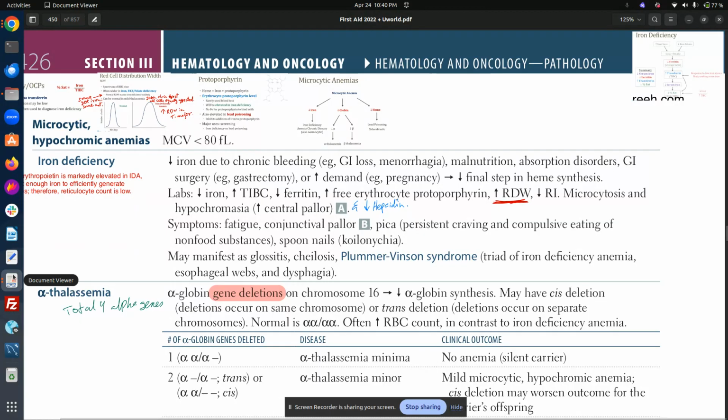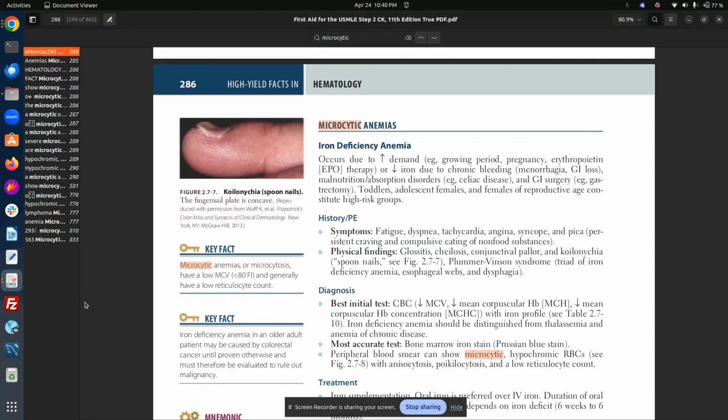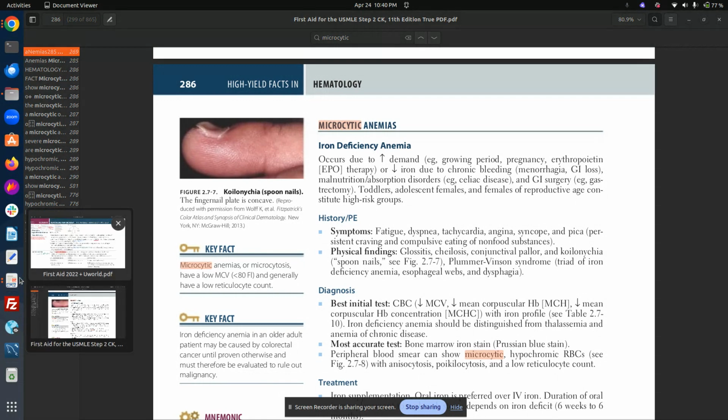Let me show you the diagram to make things clear. This is the image, figure 2.7. This is the image of koilonychia. You can see the spoon-shaped nail, concave. The finger plate is concave. By the way, this is from First Aid for Step 2 CK.